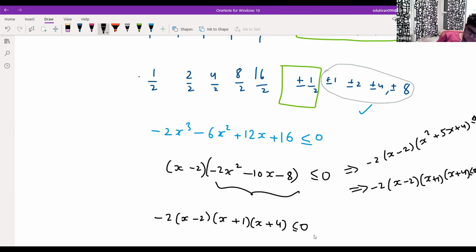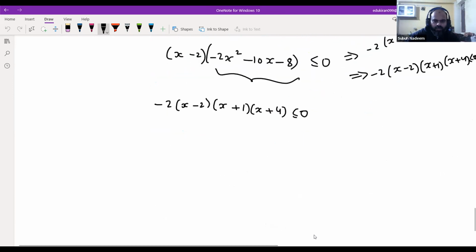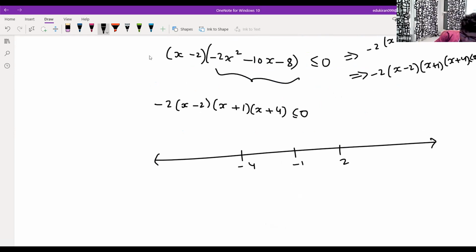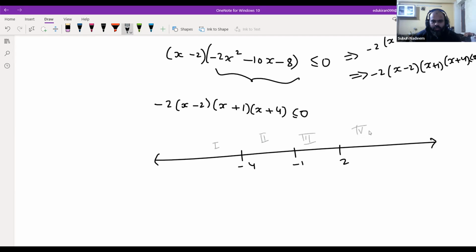So x equals 2, minus 1 and minus 4, right? x equals minus 4, minus 1 and plus 2. So that is on the x-axis. On the x-axis, you have 2, minus 1, and minus 4. So how many regions are there? 4 regions. 1, 2, 3, 4. What will be the rightmost fourth region? Negative, correct. And alternately, positive, negative, positive.